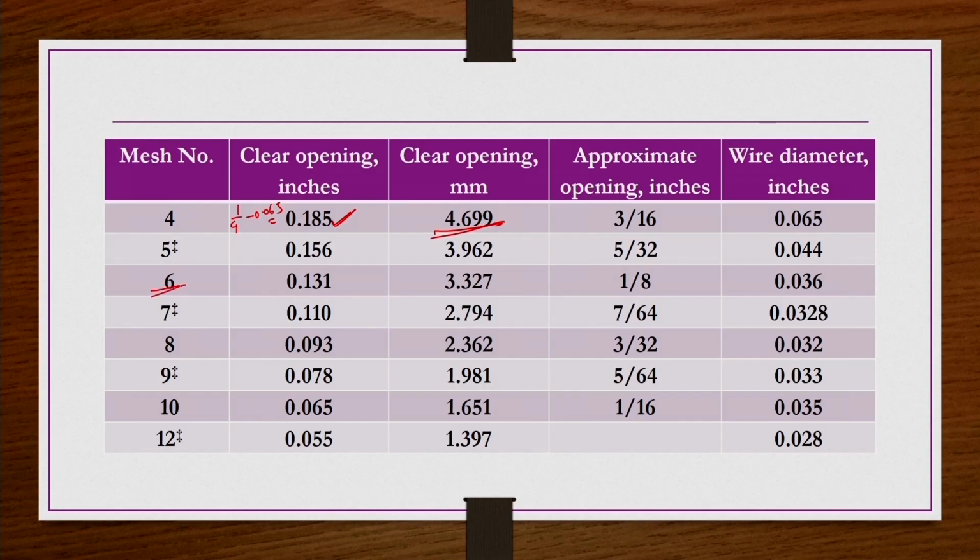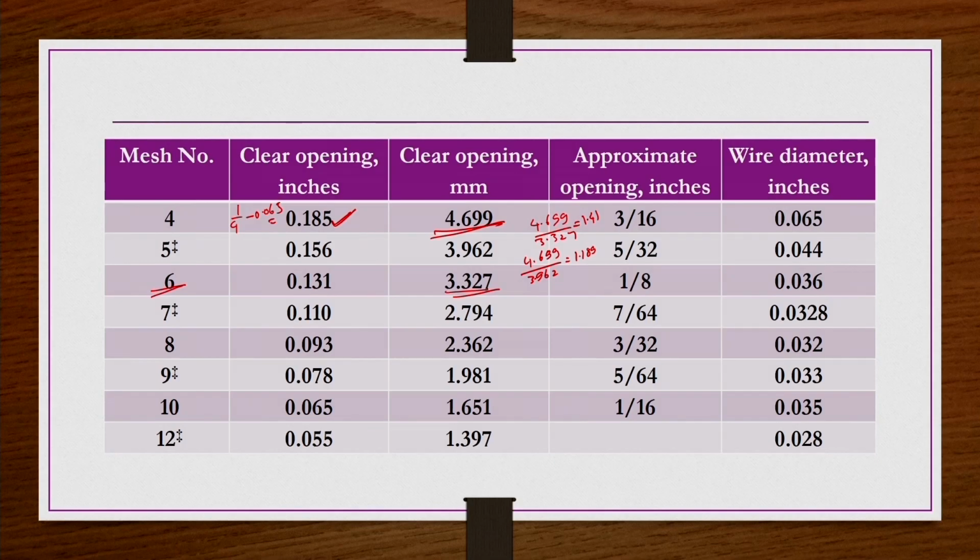Similarly, mesh 5 is the regular one. Now, if you take the ratio of these, 4.699 divided by 3.327, you get 1.41, that is in the ratio of square root of 2. Similarly, 4.699 divided by 3.962, the intermediate one, you will get 1.189. So, that is how these standard screens are developed.